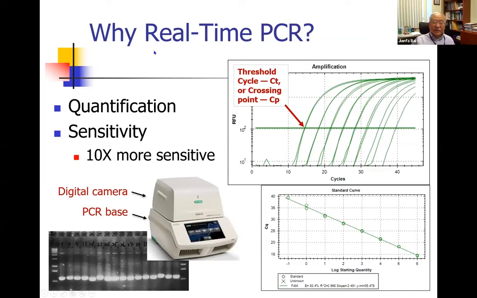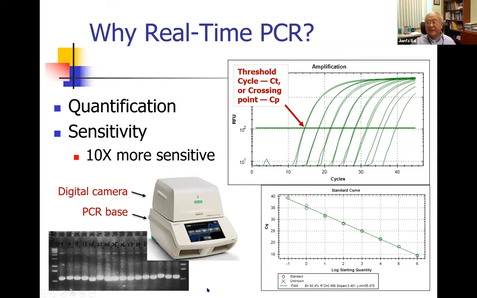Real-time PCR is really a PCR machine with a digital camera on top to monitor the signal from each cycle of amplification. For example, if you have a template diluted 10 times, you can tell exactly the concentration for each dilution. However, for regular PCR, which we call traditional or conventional PCR, you have to run it on an agarose gel. Then you can tell that samples are positive, but you have no idea of the original concentration.